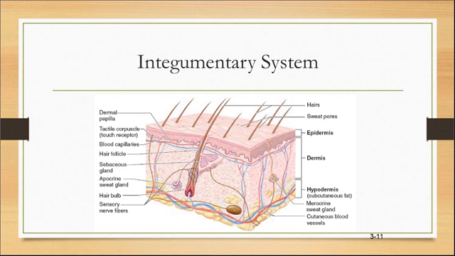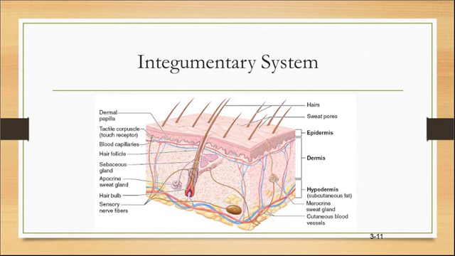Let's talk about the functions of the integumentary system. The first is protection. The skin is a physical barrier against injury, chemicals, ultraviolet rays, microbes, and toxins. It's water resistance, meaning we don't swell up every time we take a bath because our skin is water resistant. It also prevents water from leaking out of our body tissues.